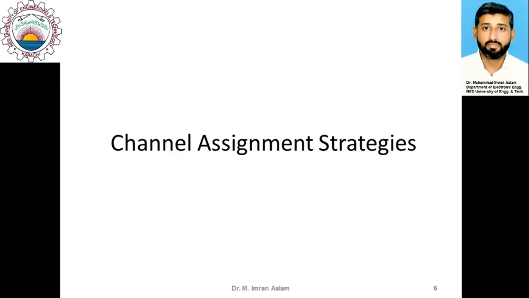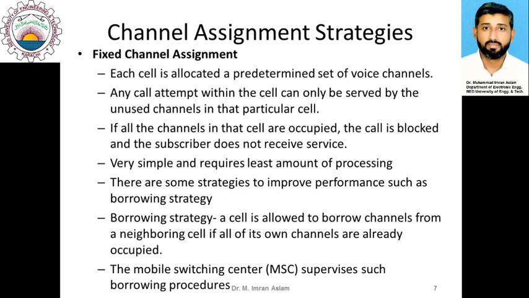Okay, the second important thing that I want to discuss in this lecture is channel assignment strategies, because when we have made a cellular architecture, we need to assign channels to different cells in the system. There are actually two types of channel assignment strategies.